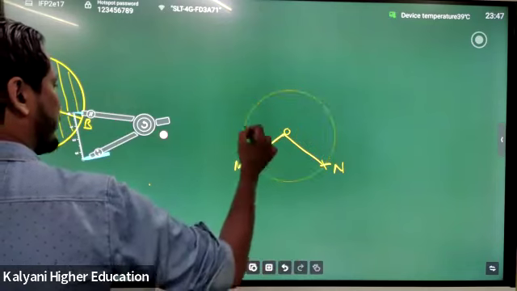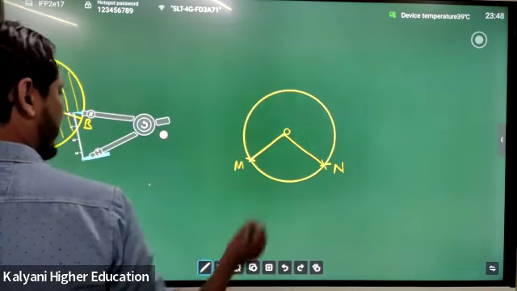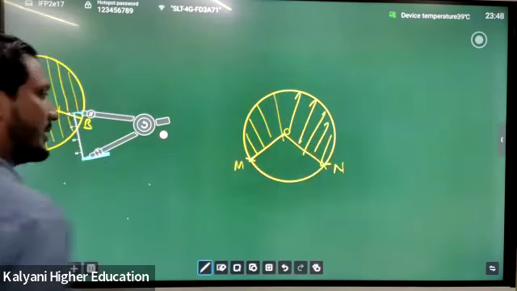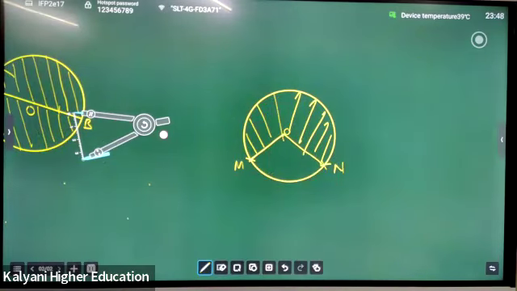So don't do that. You just colored it. So the reflex angle is there, that part is colored. Understood? Is that clear? Yes, sir.